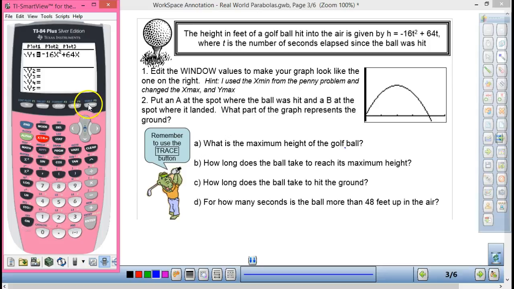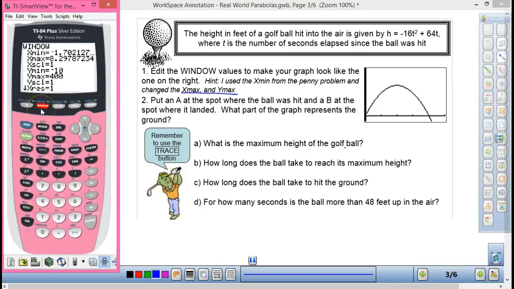Okay, a graph. And now it's just this little blob, right? Does it look like the picture? Not really, right? So we're going to edit our window again. It says the height in feet of a golf ball hit into the air. What we're going to play around with is our x max and our y max. It's telling us right here.